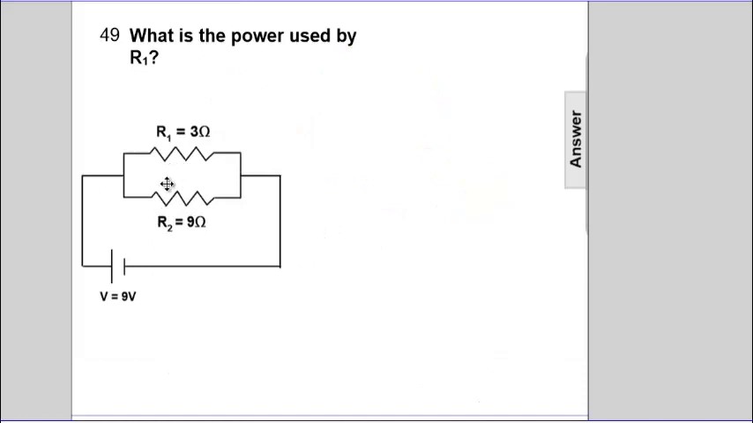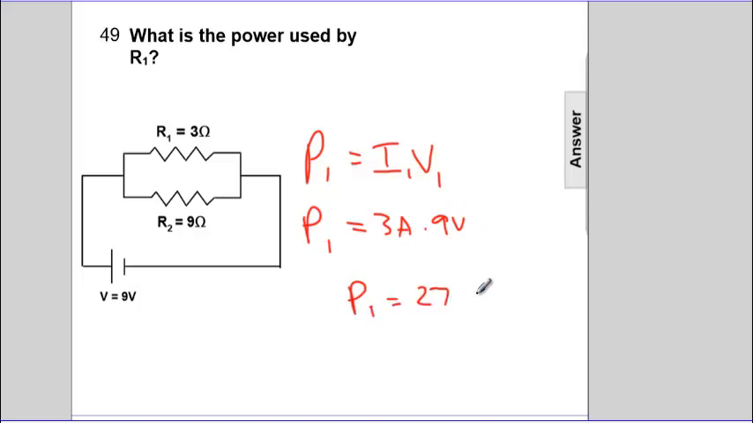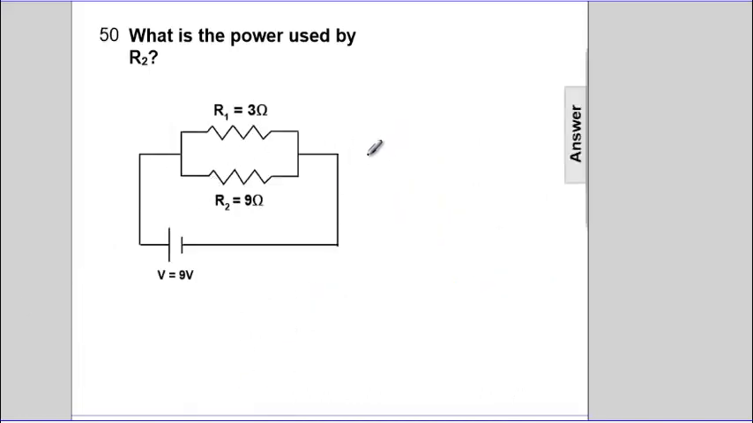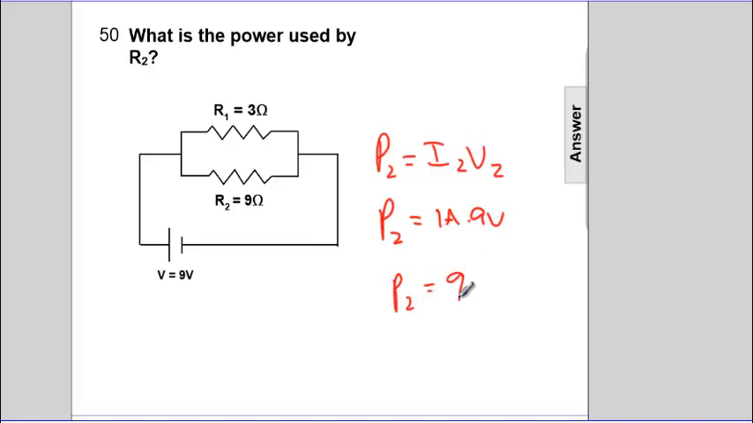What is the power used by R1? Easy way is just to use power for 1 is current for 1 times voltage for 1. That was 3 amps times the voltage for 1. That was 9 volts. Power for 1 will be 27 watts. Power for 2, and we're in the home stretch here, P2 is I2 times V2. I2 was 1 amp, we stated, times what V2 is, 9 volts. Power 2 is 9 watts.